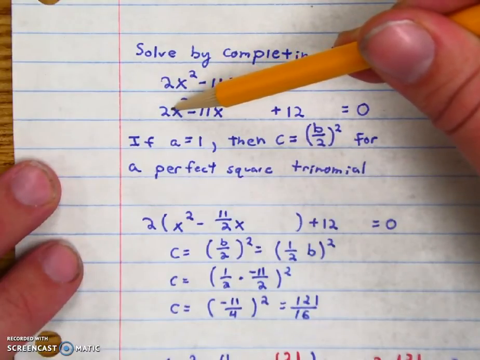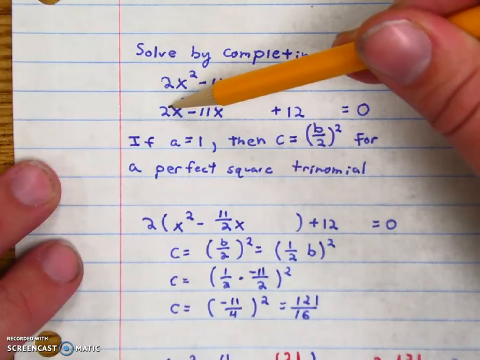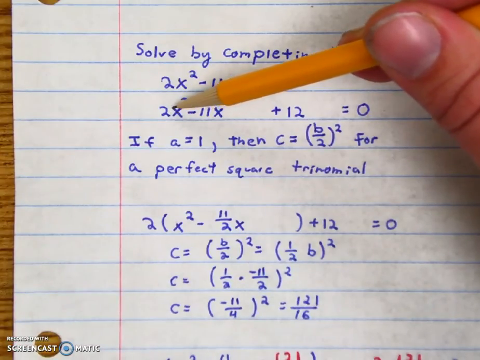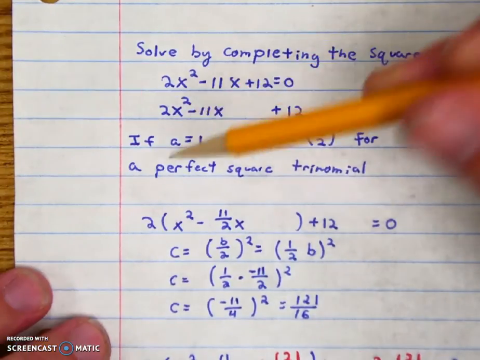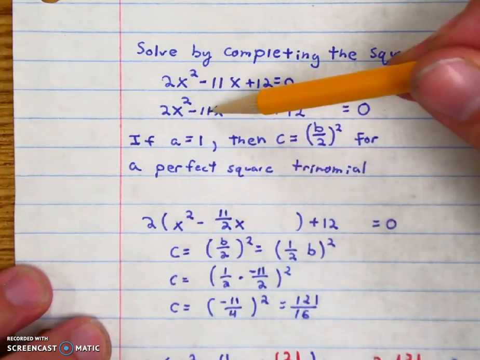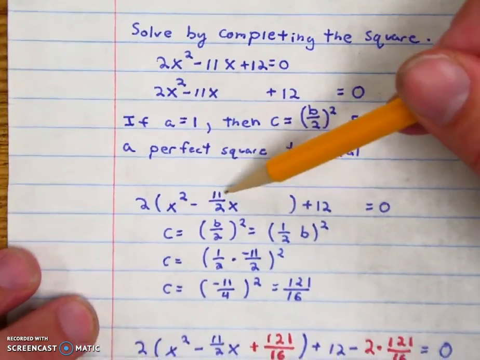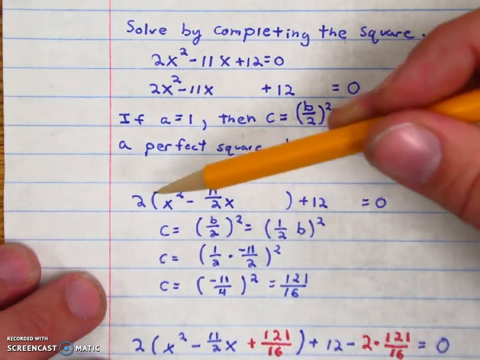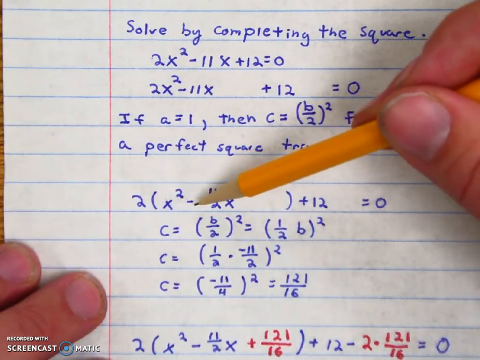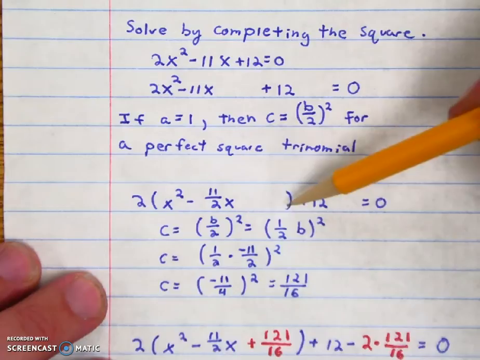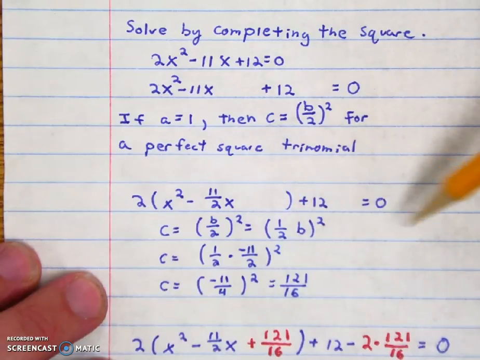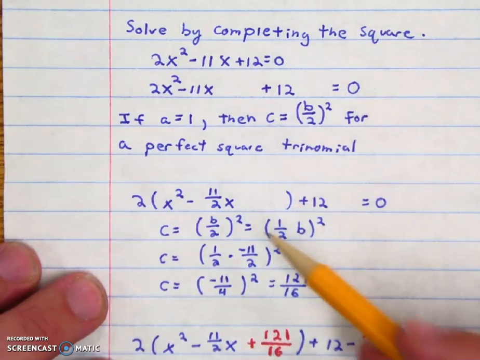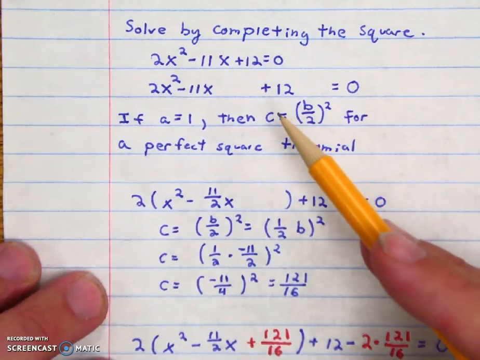So how do I make this become a 1? Well, I just factor a 2, and I'm only factoring a 2 from the terms with variables. So what times 2 gives me negative 11? Well, of course, negative 11 halves, silly. So ladies and gentlemen, this becomes 2 times the quantity x squared minus 11 halves x plus something, plus 12 equals 0. So I need to find my c value, which makes this a perfect square trinomial.